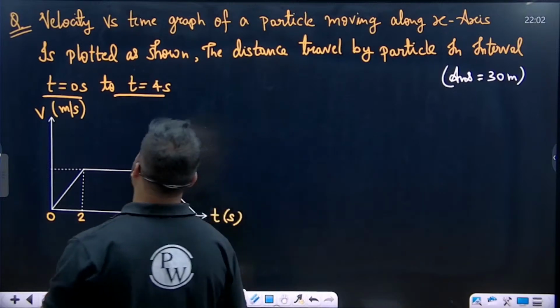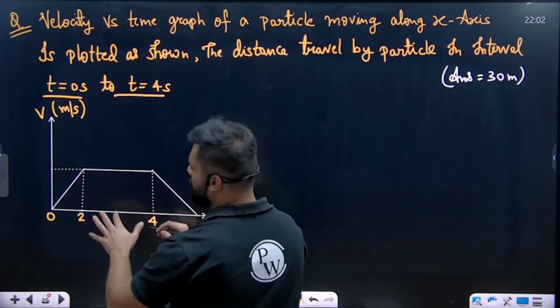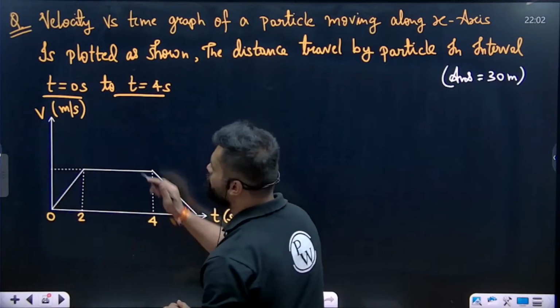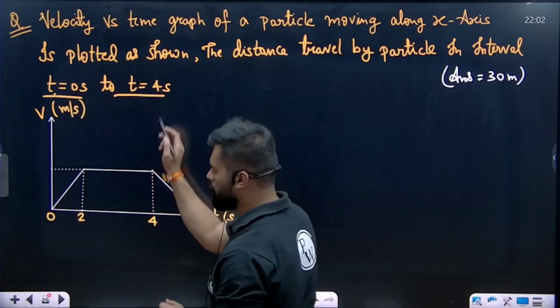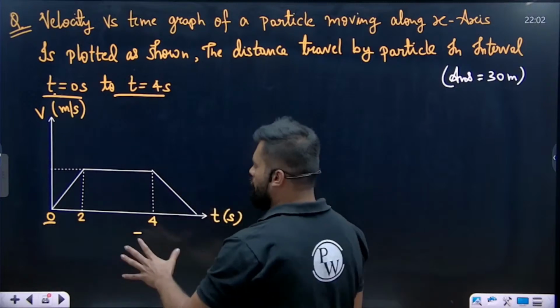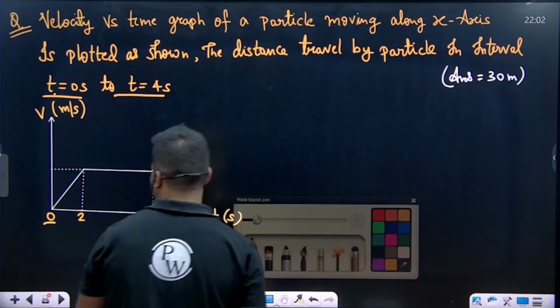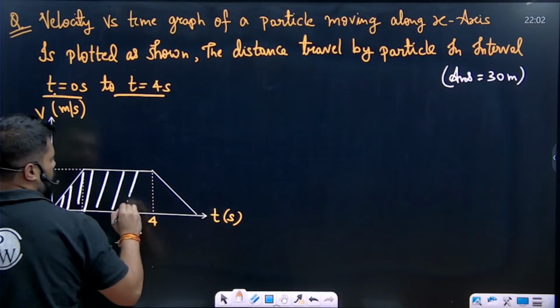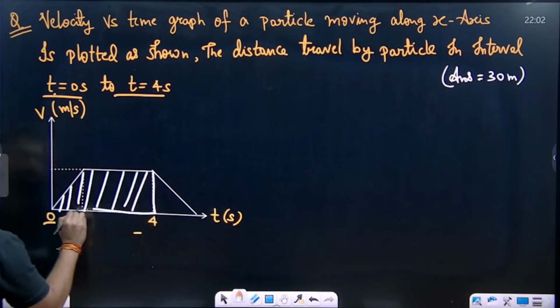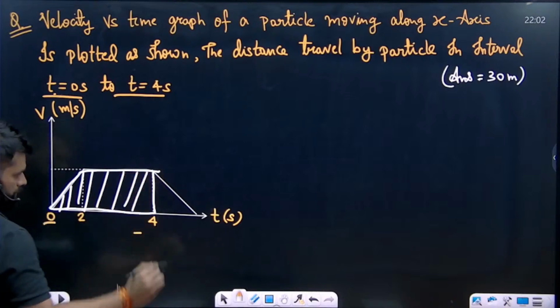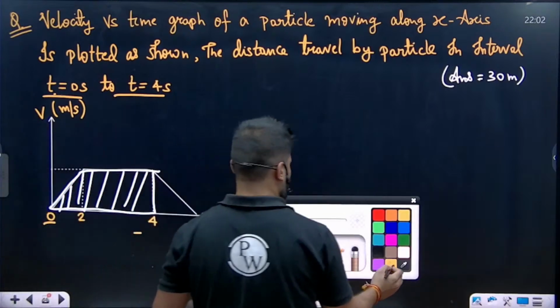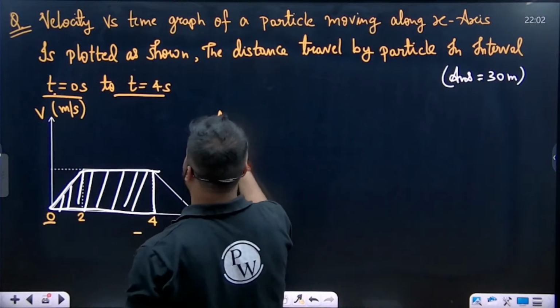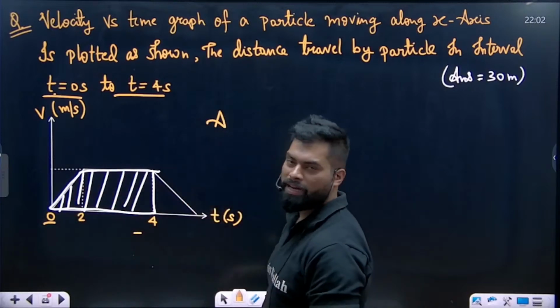Now let us find the area under the curve of this velocity-time graph from time interval t equal to 0 to t equal to 4 seconds. I have shaded this region, so we require only this area. Are you able to get it? What is the shape of this area? It is a kind of trapezium.